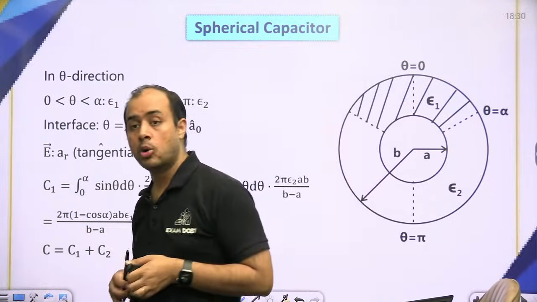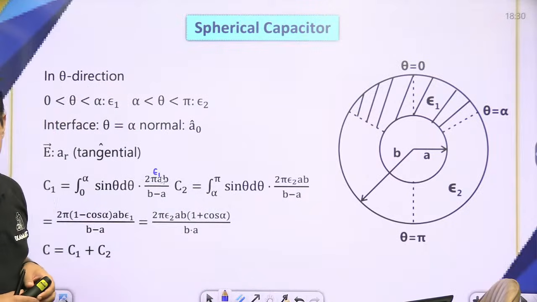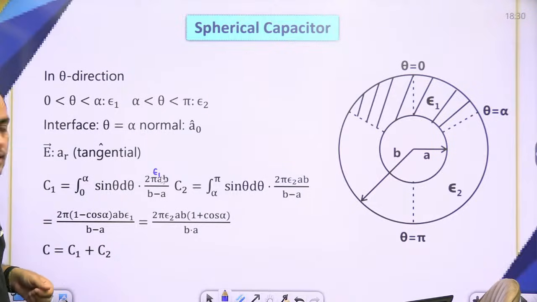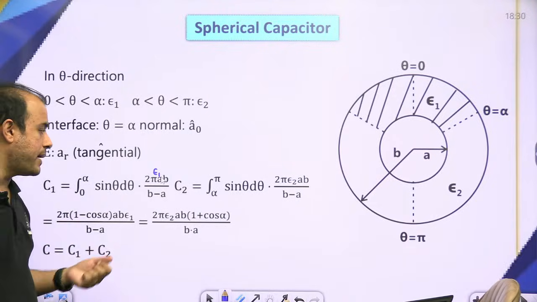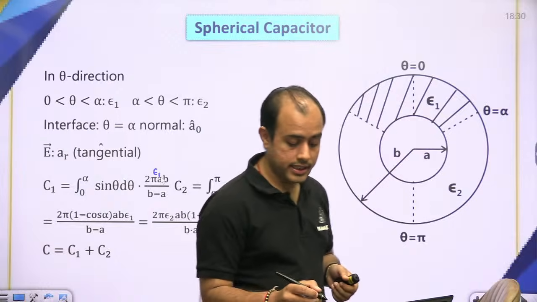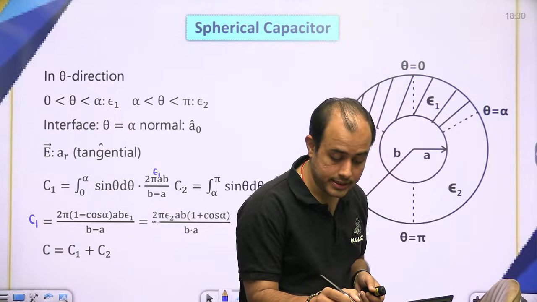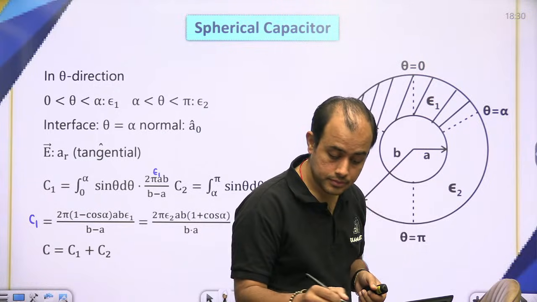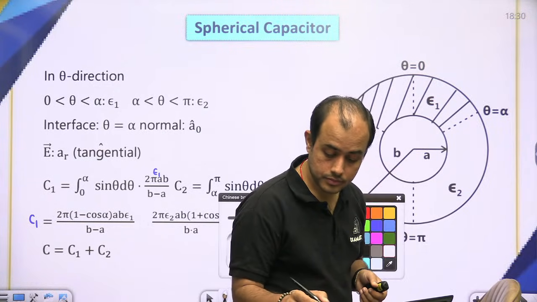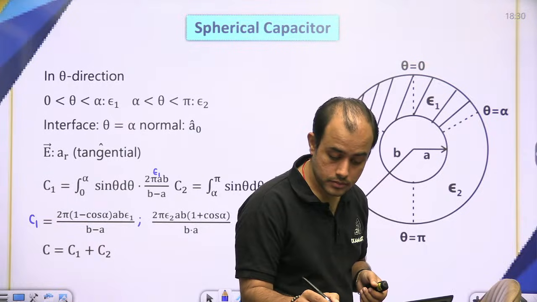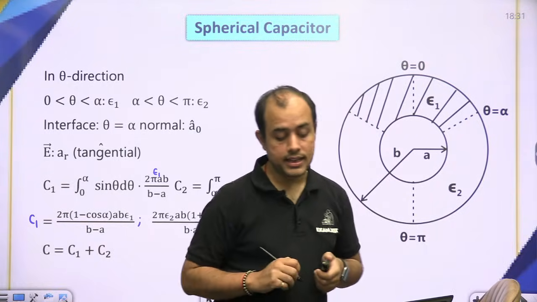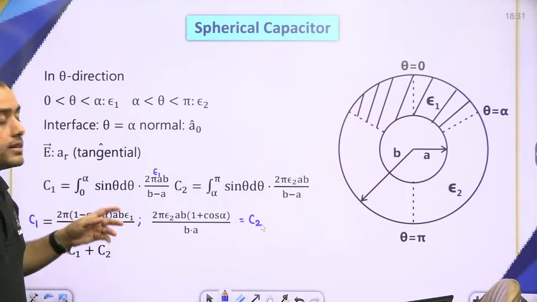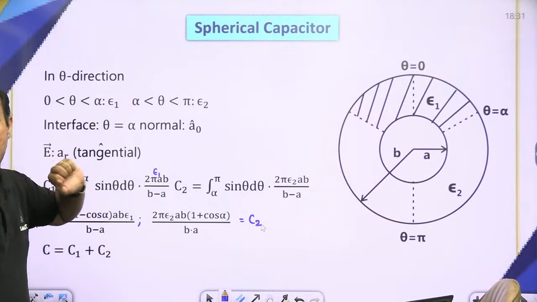Because the radius of both is the same from A to B, and the limit of phi will be the same, that is 2 pi. So these are the two capacitances. Then I can combine them in parallel. Why parallel, sir? Because the interface is theta equal to alpha.